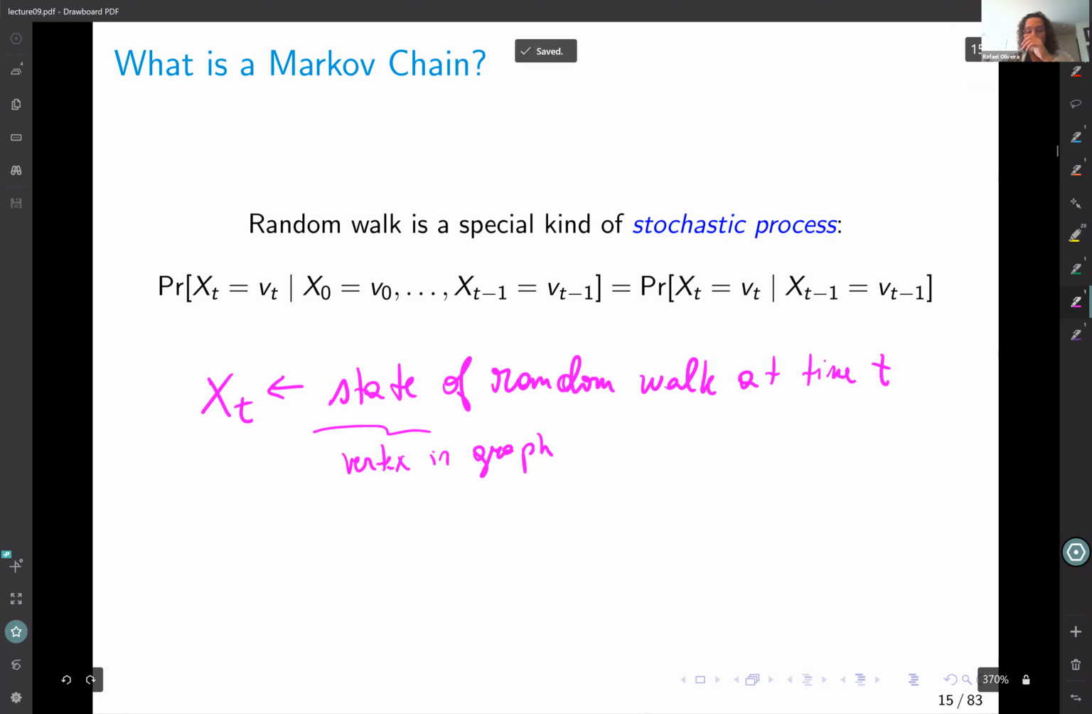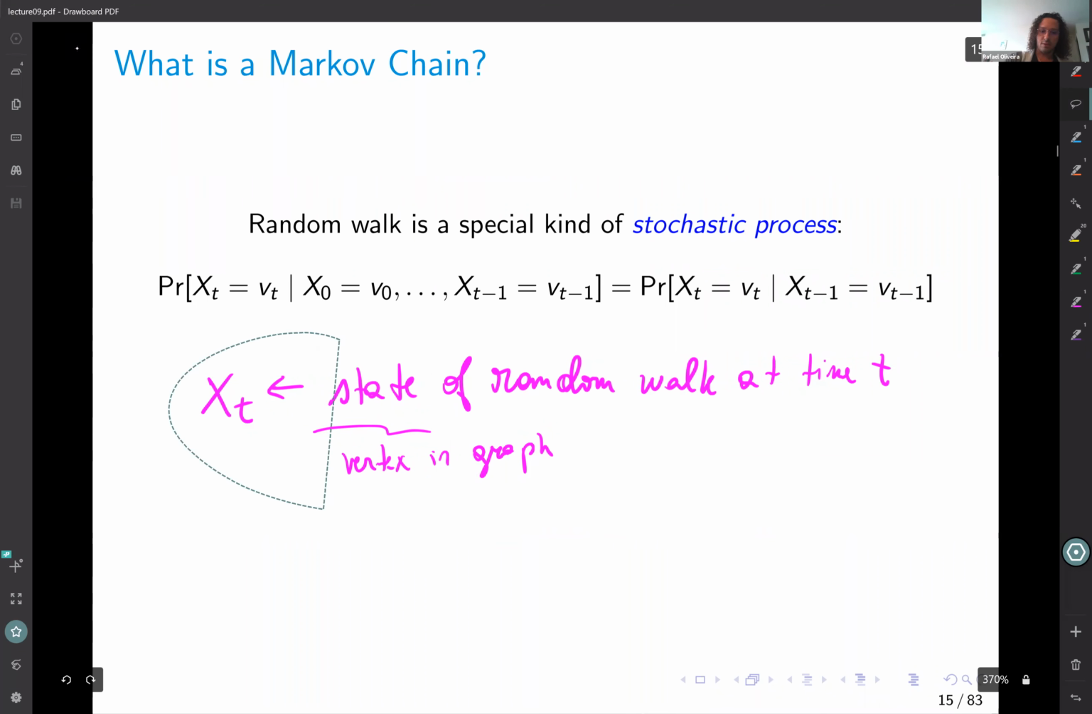If you think about it, the random walk is a special kind of stochastic process because here you could ask, what's the probability that X_t, where I am at time t, is equal to some vertex v_t, conditioned on all the history? So this is all the history.